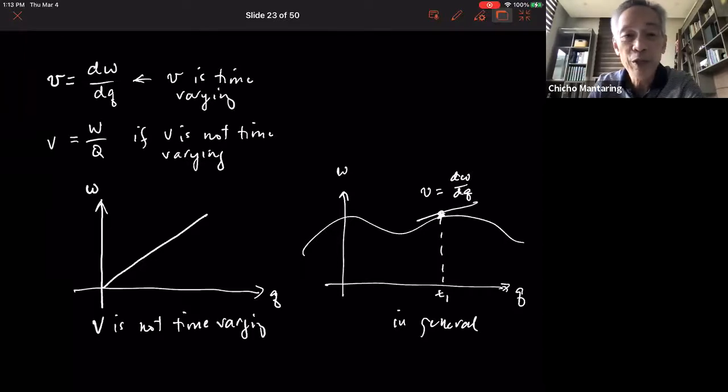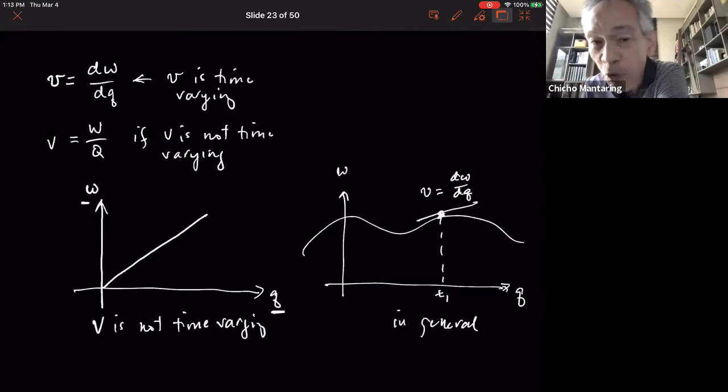So there's a question here. If the graph of W versus Q is linear, then the voltage is not time varying, because voltage is your slope, and your slope is constant. I hope that answers your question.